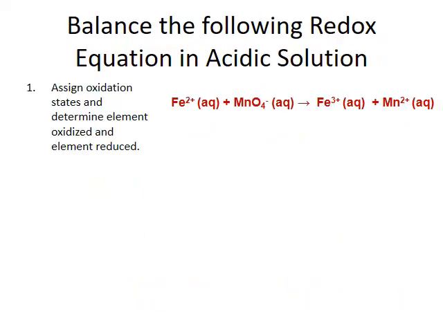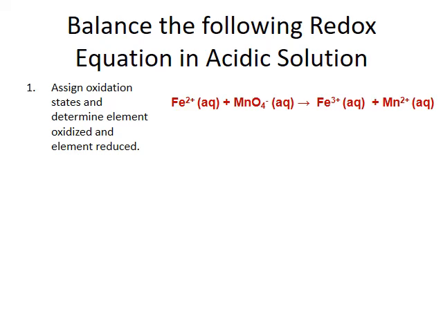Now let's look at a little more complicated example. And this time we're going to balance a redox reaction that occurs in an acidic solution. The first step is the same. Assign oxidation states and determine which element is oxidized and which is reduced. We have 3 elements this time, so we need to determine the oxidation state on each.